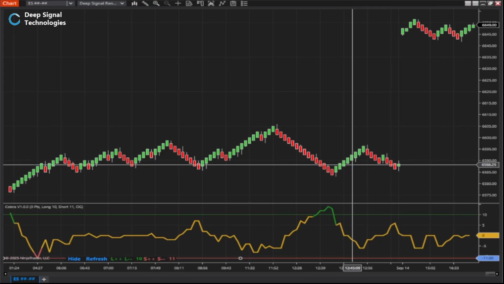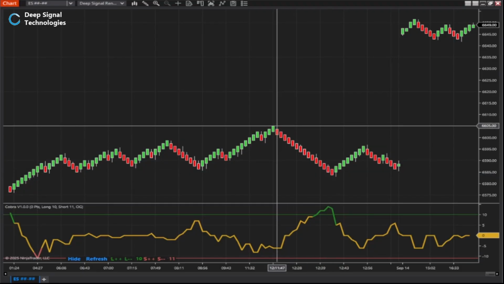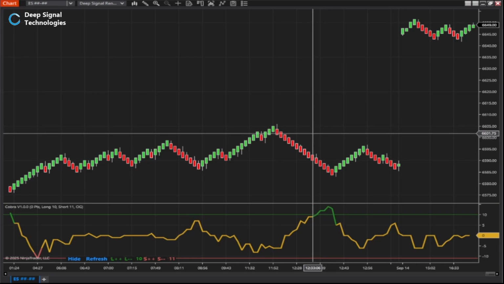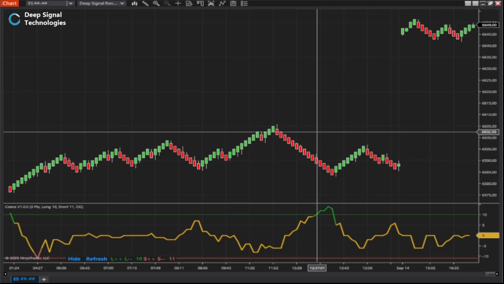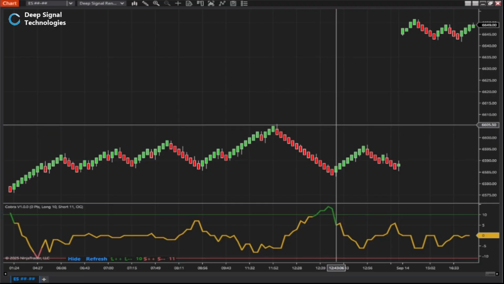So I'll give you an example here. Here's a short trend that started around 12:11, and around 12:33 we can see that the points are going above our long threshold of 10. At this point, we start looking for a confirmation candle of the opposite color. So we look for a green confirmation candle, which we get at about 12:43.